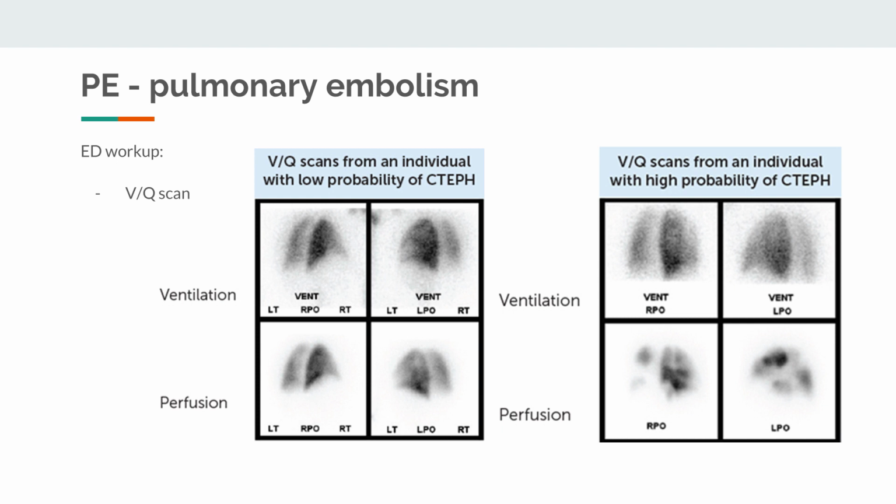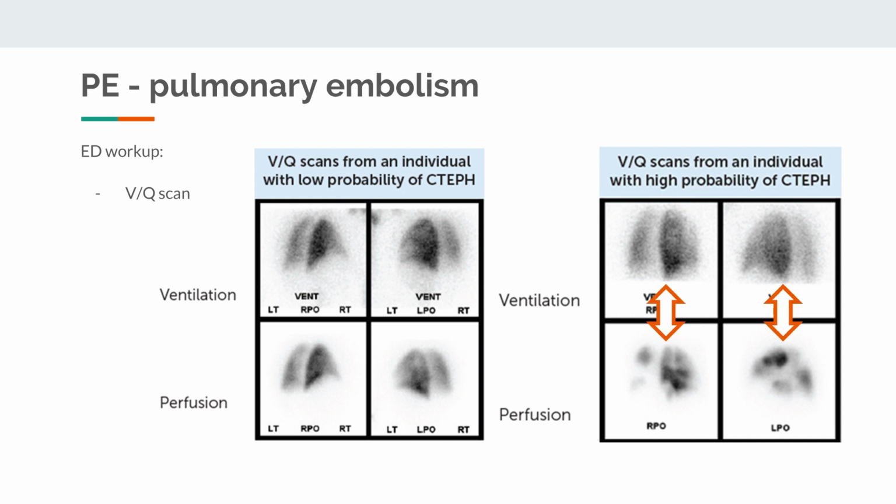A VQ scan or a ventilation perfusion scan is a nuclear medicine study that uses radioactive isotopes to compare how the lungs are ventilating against how they're perfusing. If a patient has a PE where a blood clot is obstructing blood flow to parts of the lung, perfusion will be diminished while ventilation is maintained.